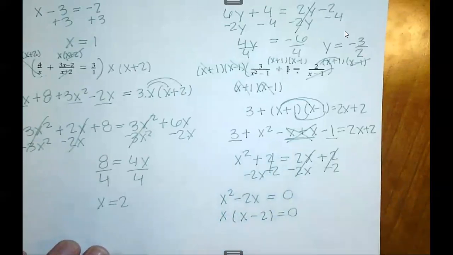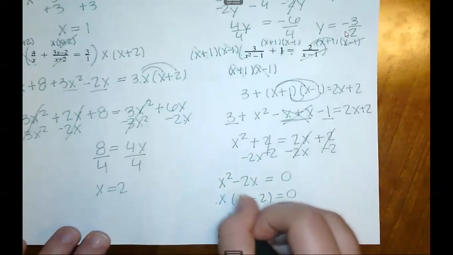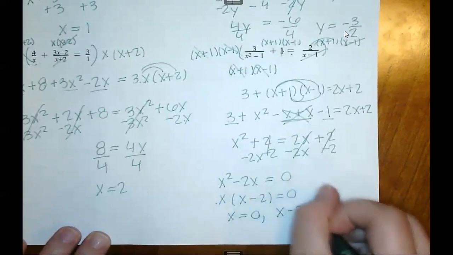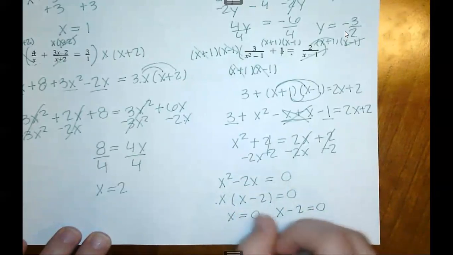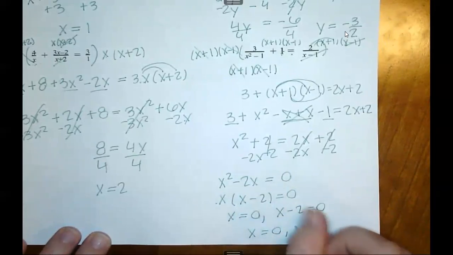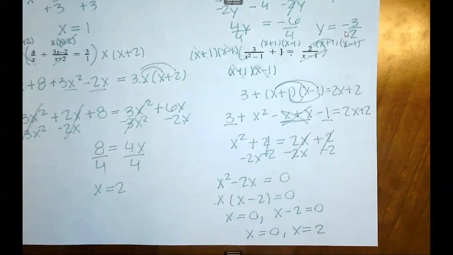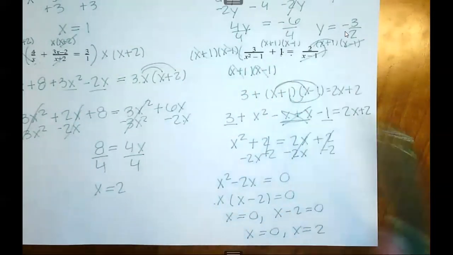And remember, we take everything and we set it equal to 0. So I would have x equals 0. And I would have x minus 2 equals 0. If I add that 2 to the other side, I end up with x equals 0 and x equals positive 2. So look for that least common multiple, multiply each piece by it, cancel out what you can so you can get rid of those fractions.